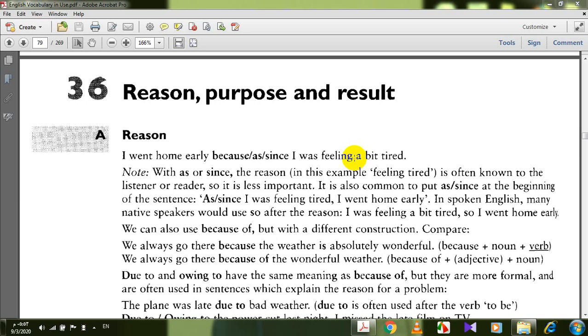Dear students, now inshallah I am going to talk about unit 36, which focuses on reason, purpose, and result. The first thing we are going to come across is reason. When we talk about reason, we mean why something happens. A synonym for reason is for the reason that. So when we talk about reason, we talk about why something happens using because, as, since, and this stuff. Okay?